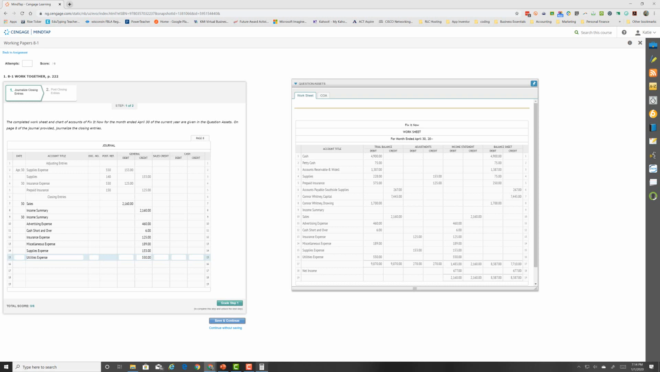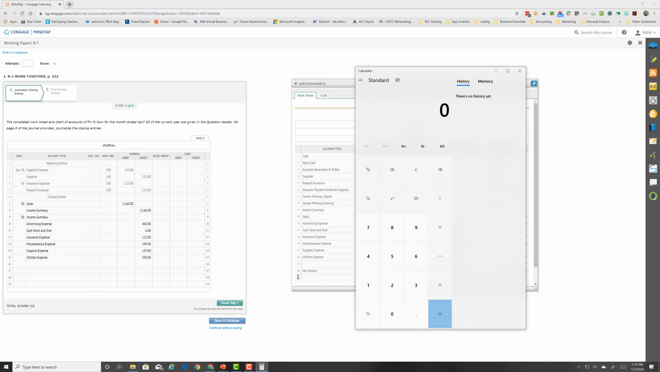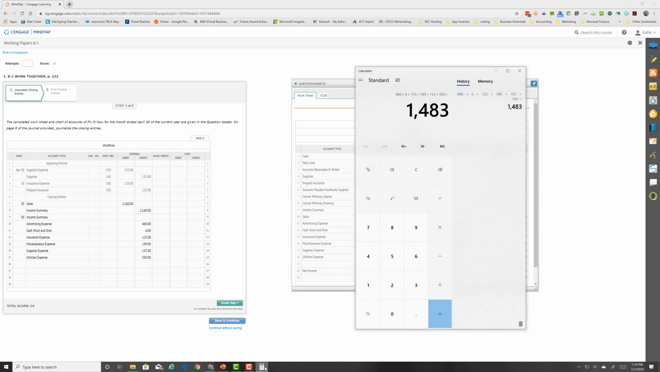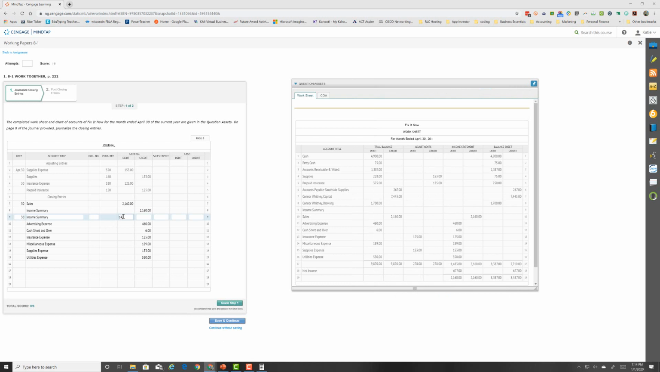So I have 6 expenses. What I need to do right now is take my calculator and add them up. I'm going to have 460 plus 6 plus 125 plus 189 plus 153 plus 550. Again, adding up all of those. And then I need to put my amount, $1,483, in here as my debit. So I have my expenses now journalized for closing entries.